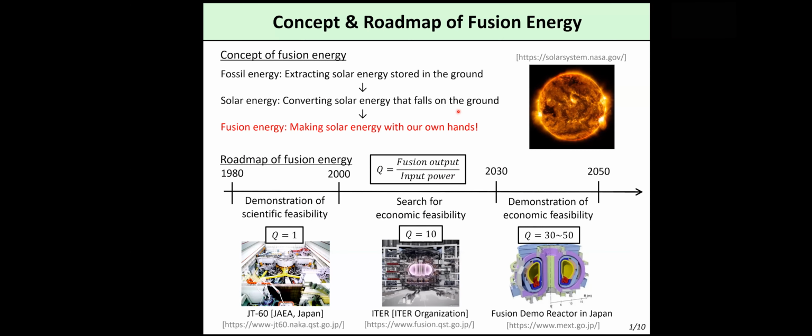acceleration. Do you know most of the energy on Earth is derived from the sun? For example, fossil energy originates from dead microorganisms that have stored solar energy and carbon in their bodies. In other words, we use old solar energy stored in the ground. Solar energy also directly converts sunlight falling on the ground into energy.